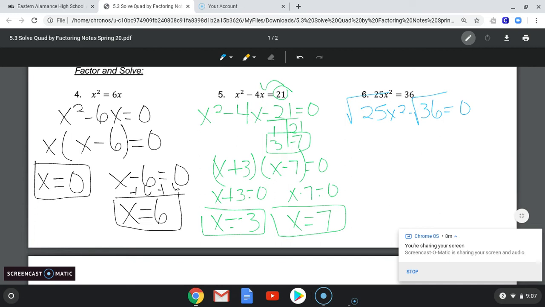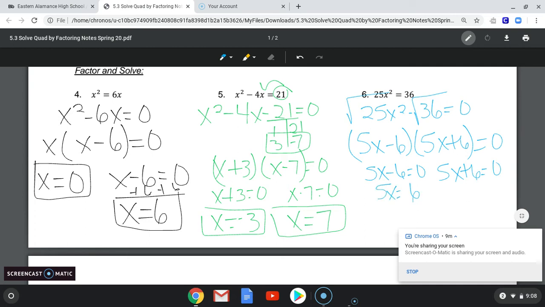The square root of 25x squared is 5x. The square root of 36 is 6. So one of my parentheses will say minus 6. The other will say positive 6. Set it equal to 0. Now I'm ready to solve each one. Take 5x minus 6, set it equal to 0. Take 5x plus 6, set it equal to 0, and solve each equation. When I do this, I get 5x is equal to positive 6, and divide by 5, 6/5. Please leave things as fractions. That is the easiest form for everybody. On the second one, subtract 6, so 5x equals negative 6. Divide by 5, I get negative 6/5.